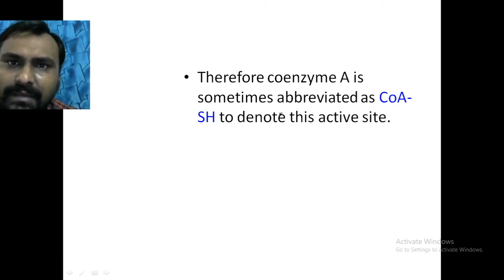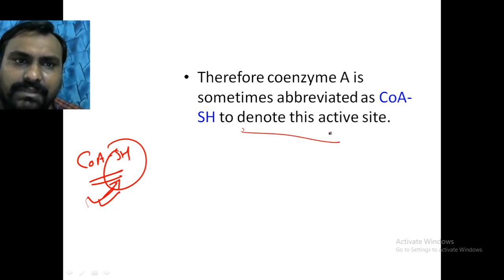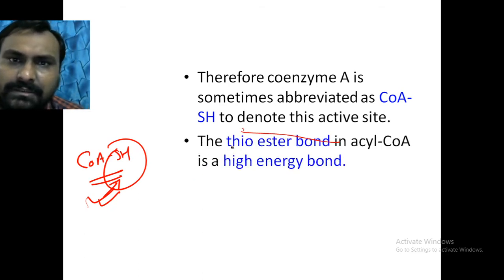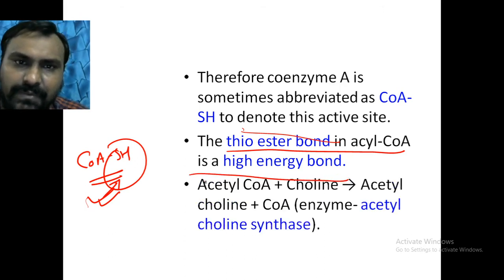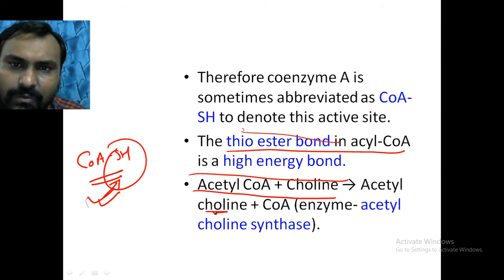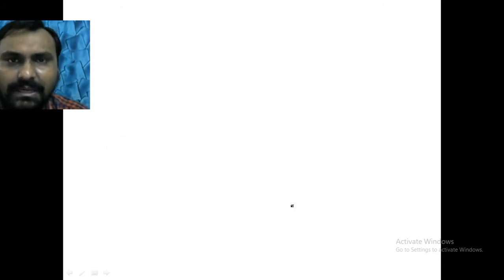This coenzyme A is many times referred to as CoASH because the mercaptoethanolamine contains the sulfhydryl group, which is the active site. The thioester bond in acyl CoA is a high energy bond. You can see acetyl CoA with choline will form acetylcholine, which is a very important neurotransmitter, formed with the help of acetyl CoA.